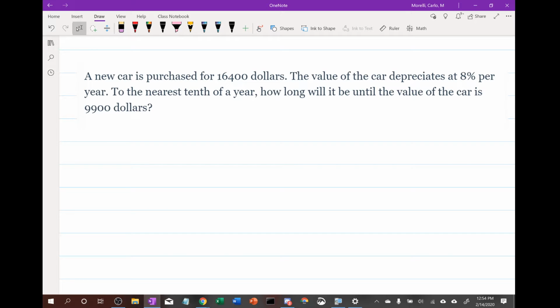Cars go down in value. So cars are not something that you buy as an investment for your future. They're something you buy and you use up and then it's worthless, or worth very little. So let's find out how long it takes for the car to go from being worth $16,400 to being worth just $9,900. Come on, y'all. This is the part that matters. If you learn how to do this, you not only know how to do the assignment and the math, but you learn something about how to evaluate car purchases.